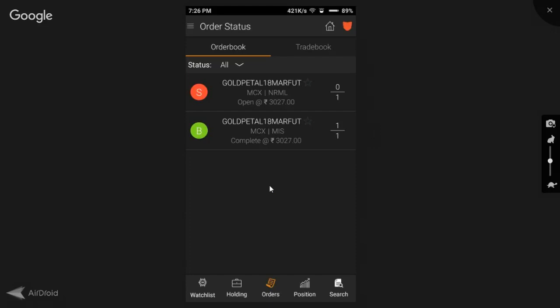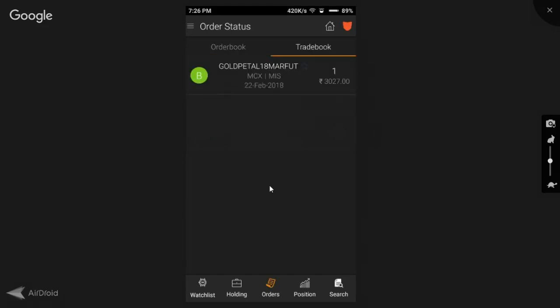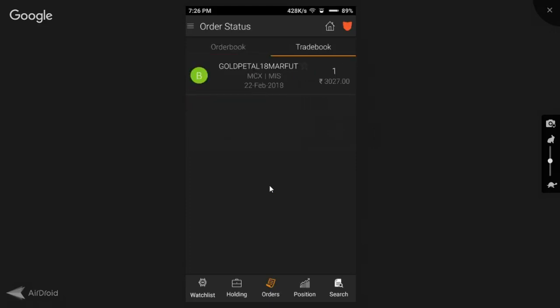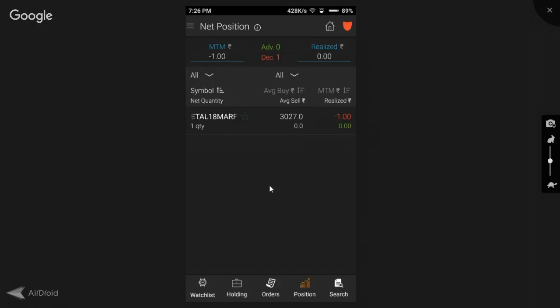One, on my orders I have seen two orders. One is sell, one is buy. On my trades, I see only one, that is B. That means it's just the buy order has only been accepted. All right. So what you have to understand is if my position has been cleared, okay, it will be shown over here.